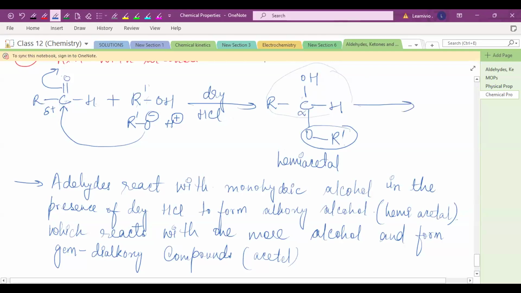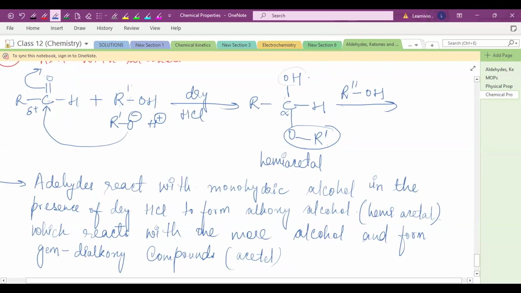Now what happens next when you treat this compound with another alcohol, R dash OH? Okay, don't take this R dash. Suppose this is your R dash, so we will take R dash dash, right? Suppose this is R1, so this is R. Now, what happens next?